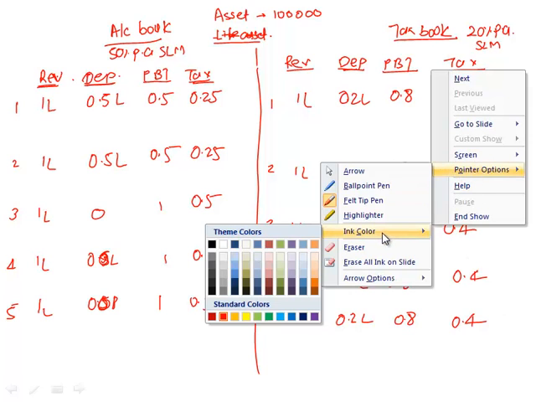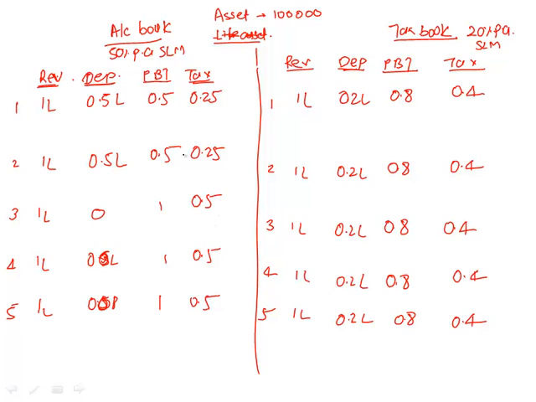Now see it carefully. First year, as per my accounting book, I was supposed to pay tax of 0.25. But how much did I actually pay? 0.4. Have I paid more or less? More. So if I pay more, that would be a deferred tax asset. So first year, we will create a deferred tax asset of 0.15. Right? Because I was supposed to pay 25,000, I paid 40,000, deferred tax asset of 0.15.